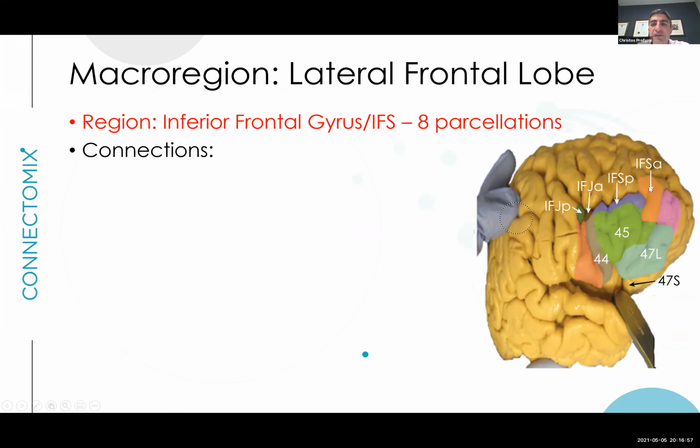And then we've got the inferior frontal sulcus parcellations, IFJP, IFJA, IFSP, IFSA. And interestingly, these parcellations are actually in a sulcus, they're not in a gyrus. And that's what connectomics has taught us, is that many of these parcellations don't follow a gyrus. Just because we can see it doesn't mean that's how the brain is structured. So lots of them traverse sulci and gyri.